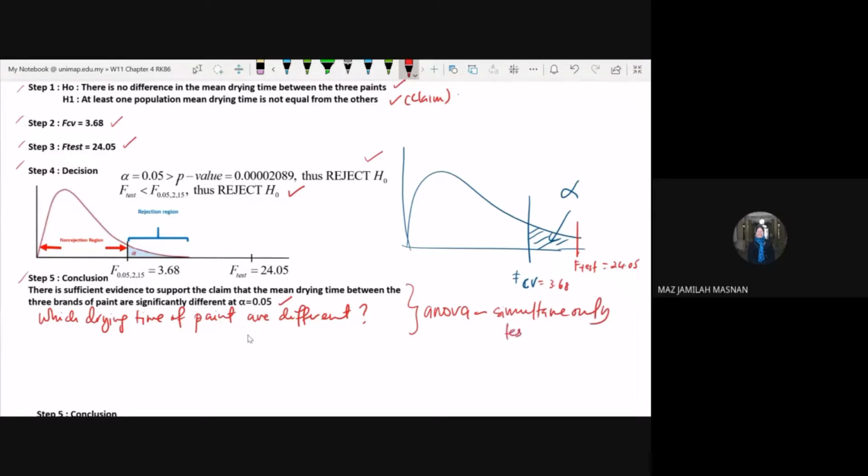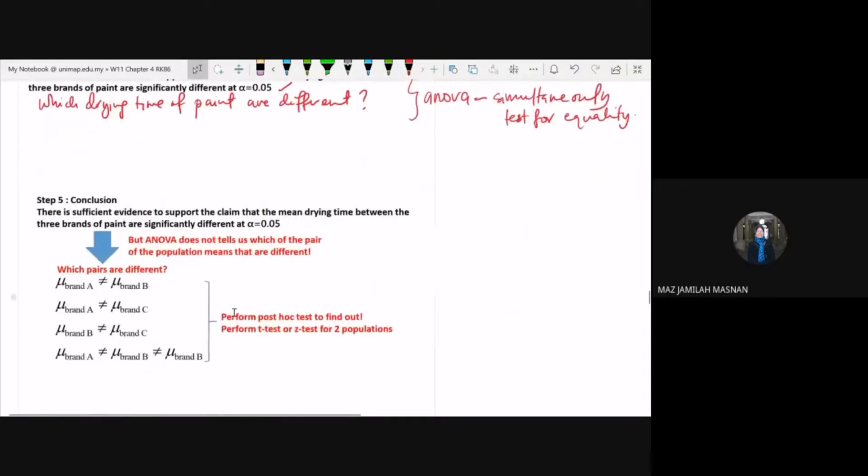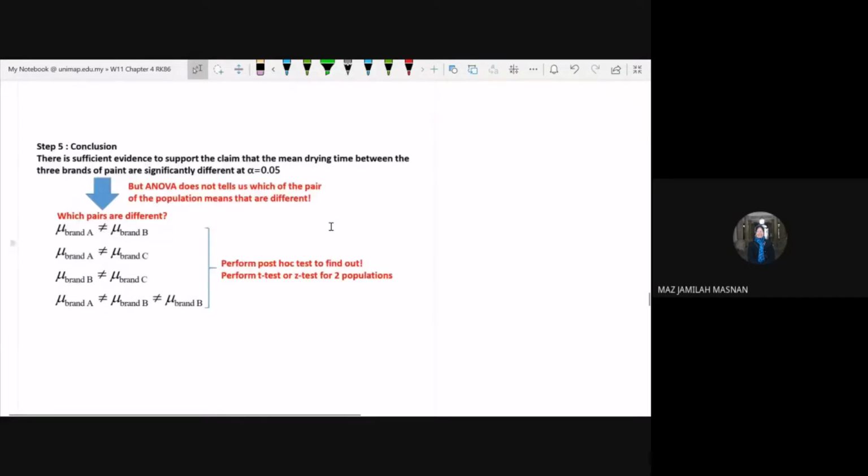Simultaneously test for equality. So it will not give you the answer of which of the brands are different. That's why my discussion followed: there is sufficient evidence to support the claim that the mean drying time of the three brands of paint are significantly different. But ANOVA does not tell us which pair of the population means are different.